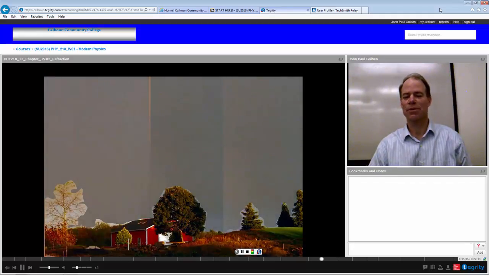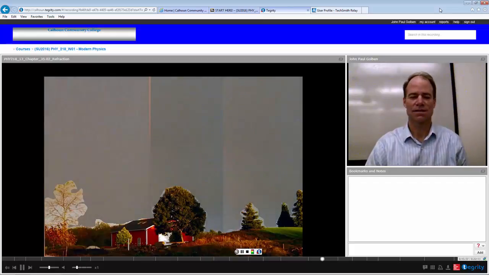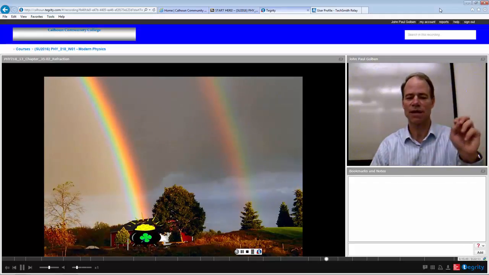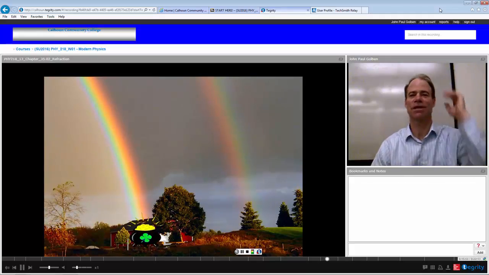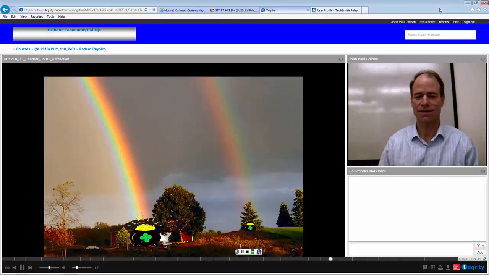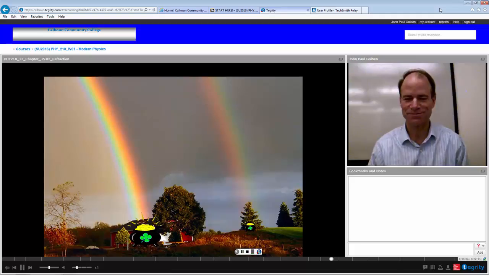Here's an example, a nice situation of a farm setting, and we have ourselves a rainbow. It's hitting this farm. Something is missing in this picture, because every time you see a rainbow, there should be a pot of gold at the end of the rainbow. And we have another rainbow. We have a secondary rainbow. Yep, there's a pot of gold there. So, good. All right, so everything's in order here.